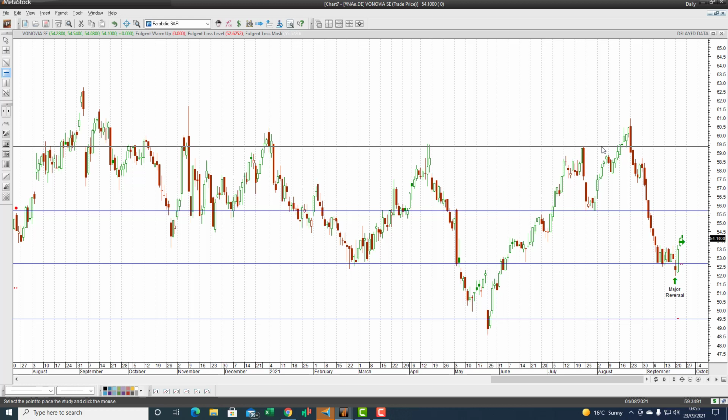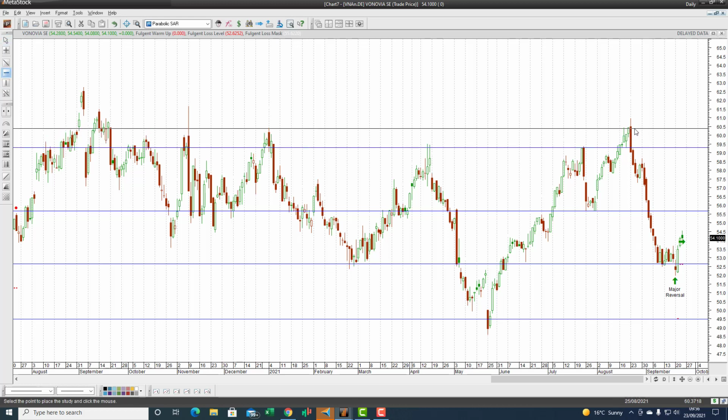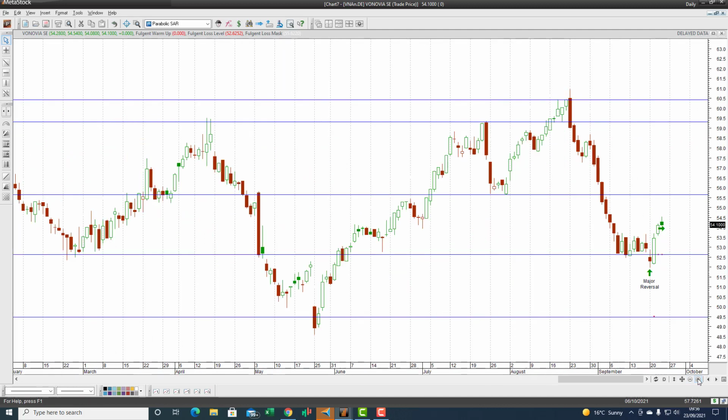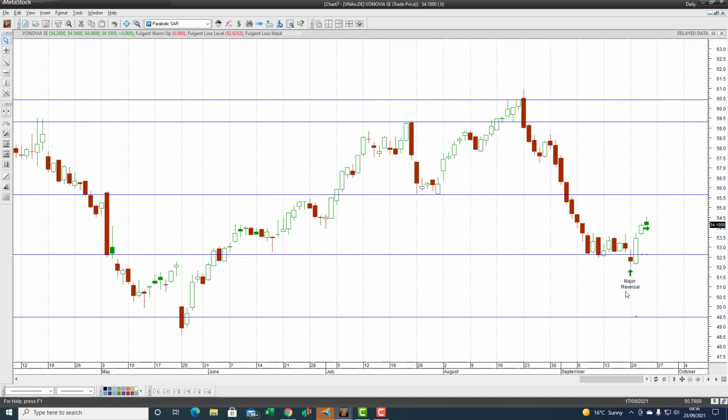And then the next level would be these highs here. So these are all the upside resistance targets for this trade. So the major market reversal signal is still active with a new higher trailing stop. And we'll see how this goes through this resistance zone here between 55 and 56, and then ultimately get back to 60. So that's our target with this particular trade using the major market reversal signal.